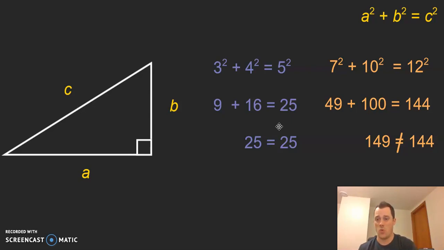If we had 7, 10, and 12, if we double check that, we end up with 149, which does not equal 144. So that tells us that those three sides could not be the sides of a right triangle. And if we're trying to figure out if it's a right triangle, then we don't necessarily know that we have a right angle. So you might be wondering, how do we know which of those sides to plug in? Well, the hypotenuse is always going to be the longest side of a right triangle. So that means the largest number that you have has to go in as that C value.